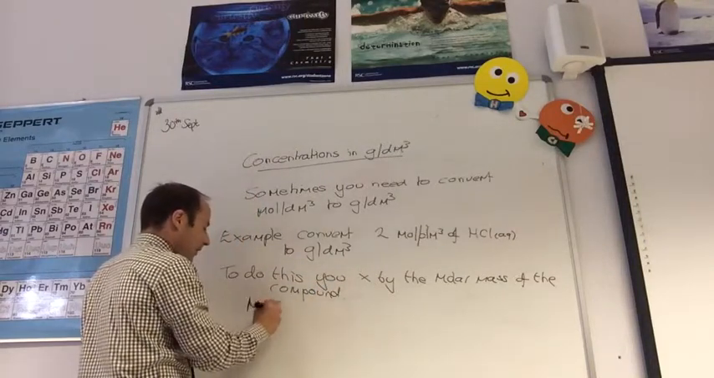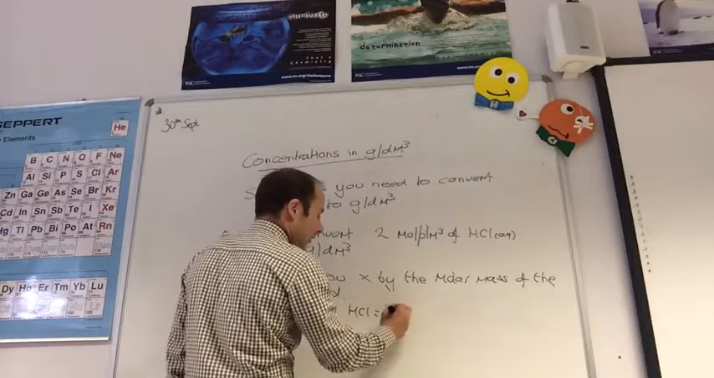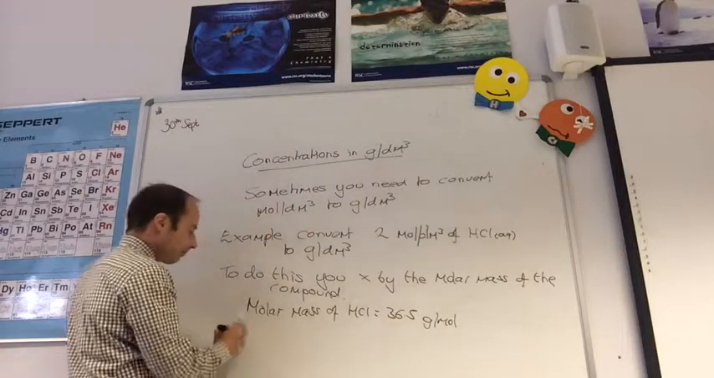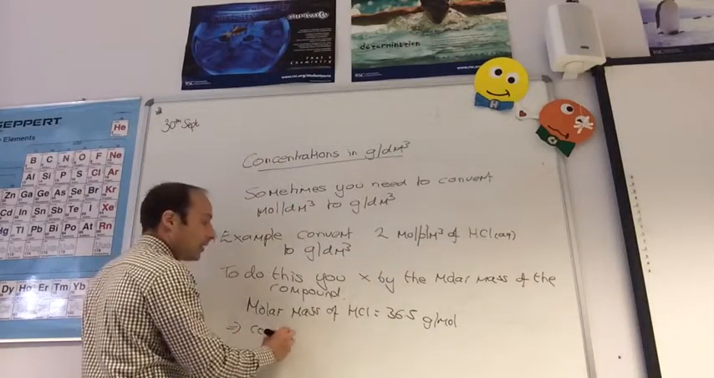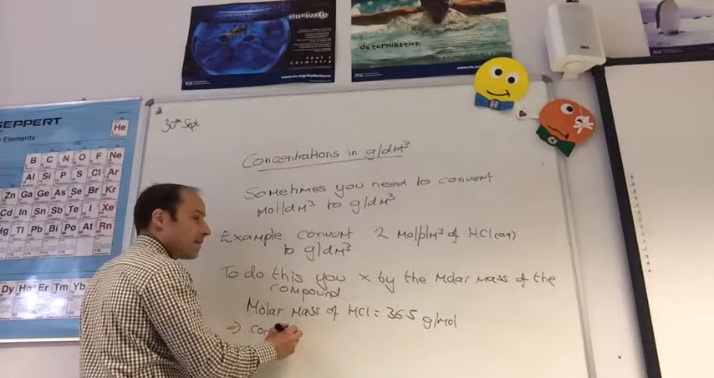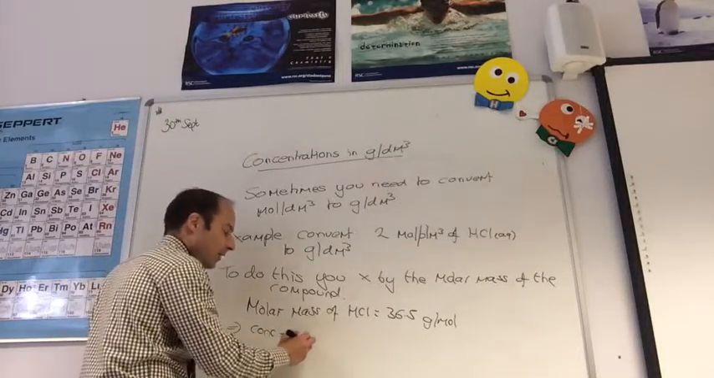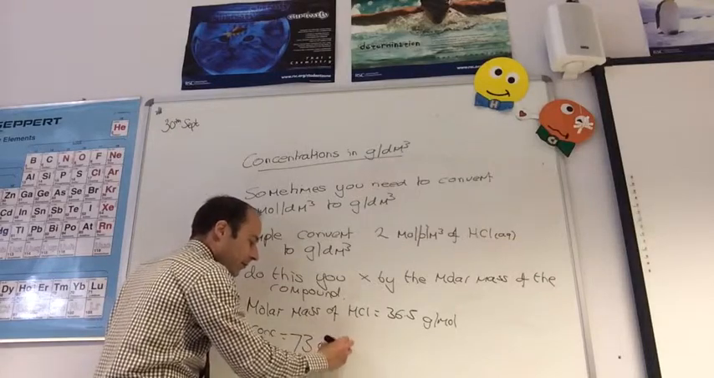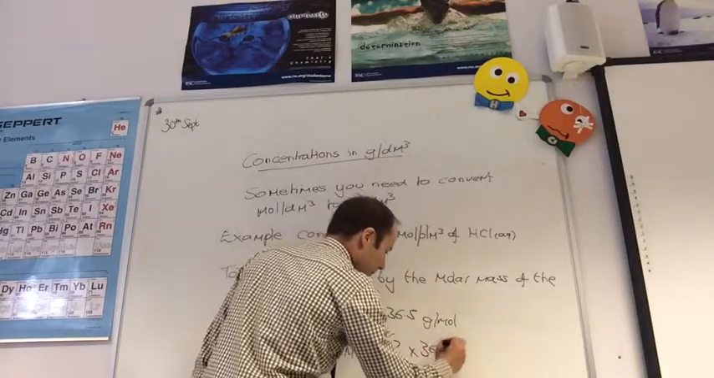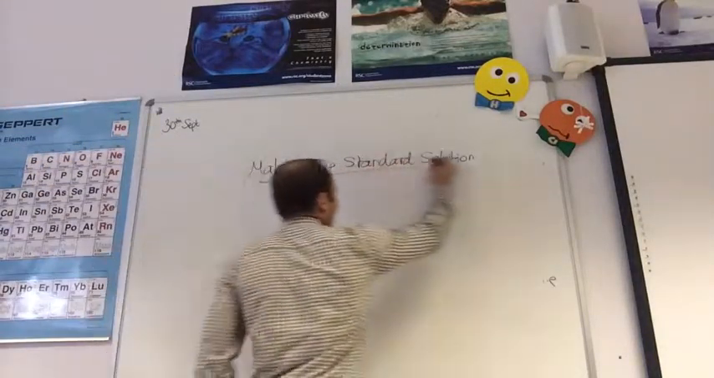So the molar mass of HCl is 36.5 grams per mole. Therefore, concentration is going to equal 73 grams per decimetre cubed. So what do you times by the molar mass? The moles per decimetre cubed.